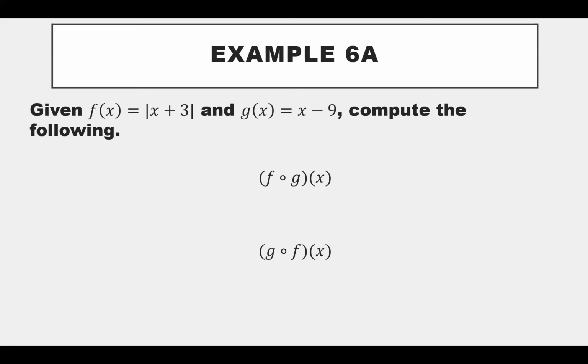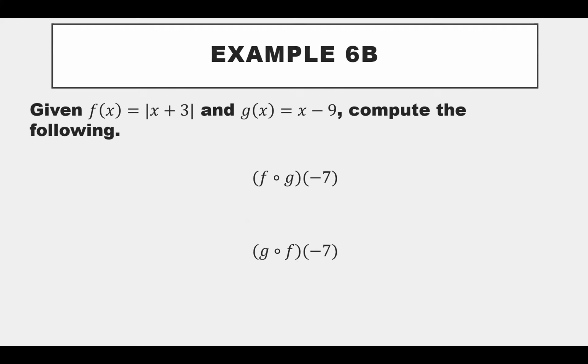Let's try another example. Here we have example 6a. We have a function f of x which is the absolute value of x plus 3. The x plus 3 is inside the absolute value symbols. And g of x is equal to x minus 9. So f of x is the absolute value of the quantity x plus 3. G of x is x minus 9. And we're going to be asked to do the function composition f of g of x and also the function composition g of f of x.